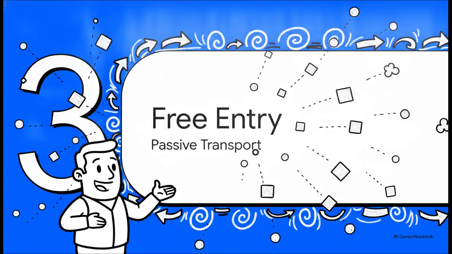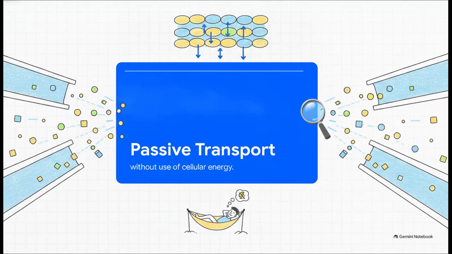Now for Part 3, free entry or passive transport. Passive transport is essentially the free entry lane at our checkpoint. The defining characteristic is that material gets exchanged without using any cellular energy. The cell doesn't have to lift a finger, burn any calories, or spend its precious resources to make this happen. The surrounding environment simply does all the heavy lifting based on natural physical laws.